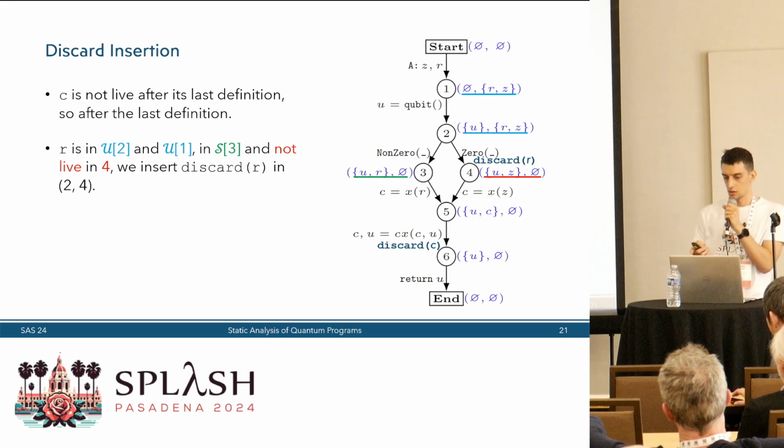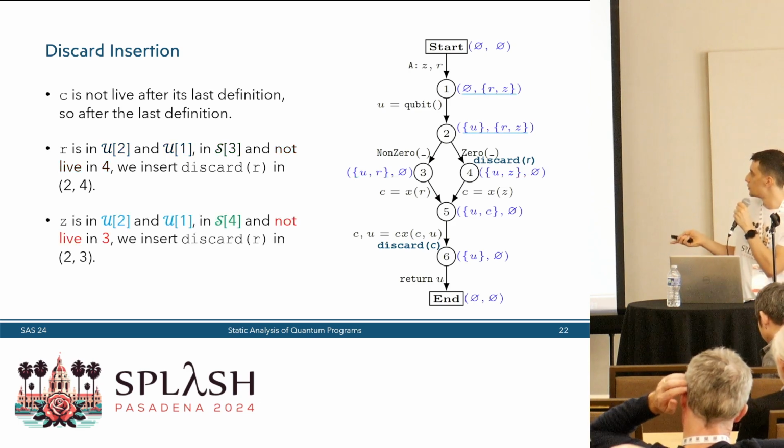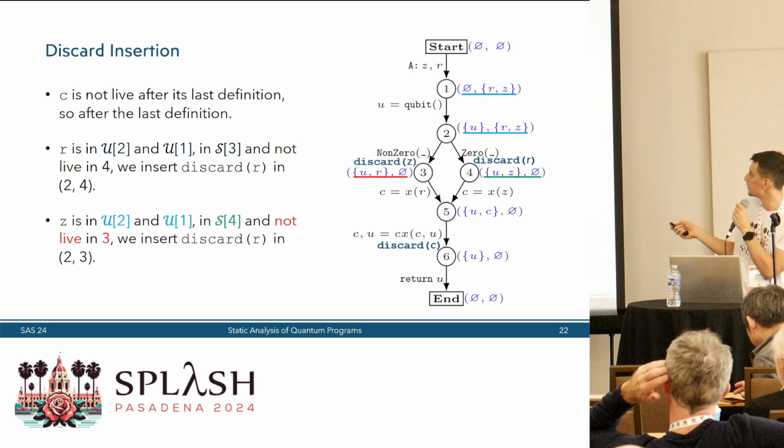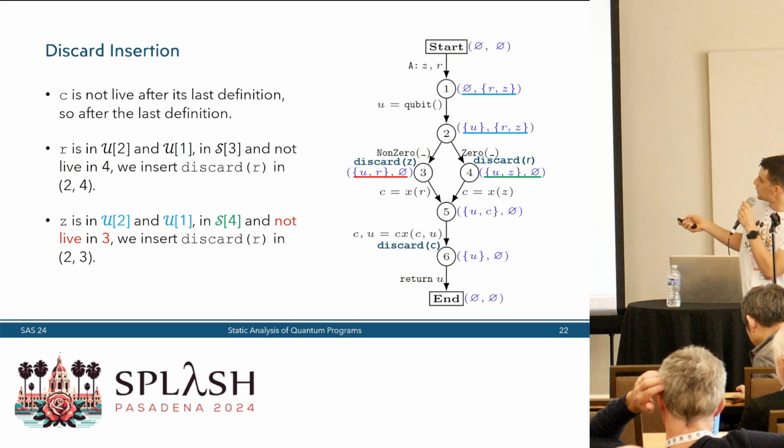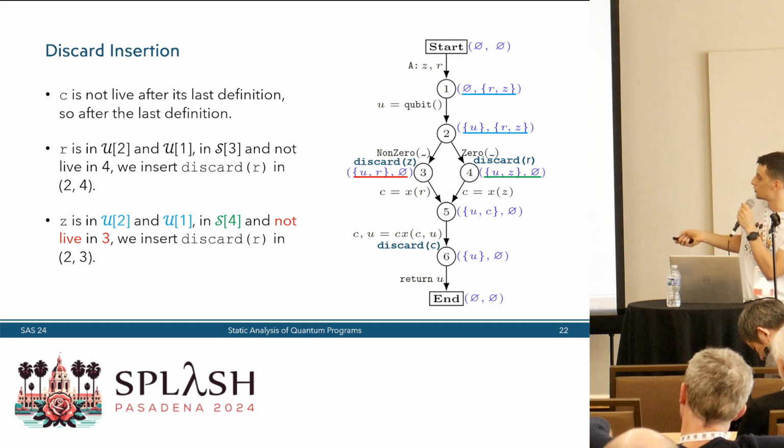So in this case, since R is not live in 4, it means that this is the path that doesn't use it, so we can add the discard. We do the same with Z, that is unsafe, safe, but not live. So this is the path that doesn't use it.